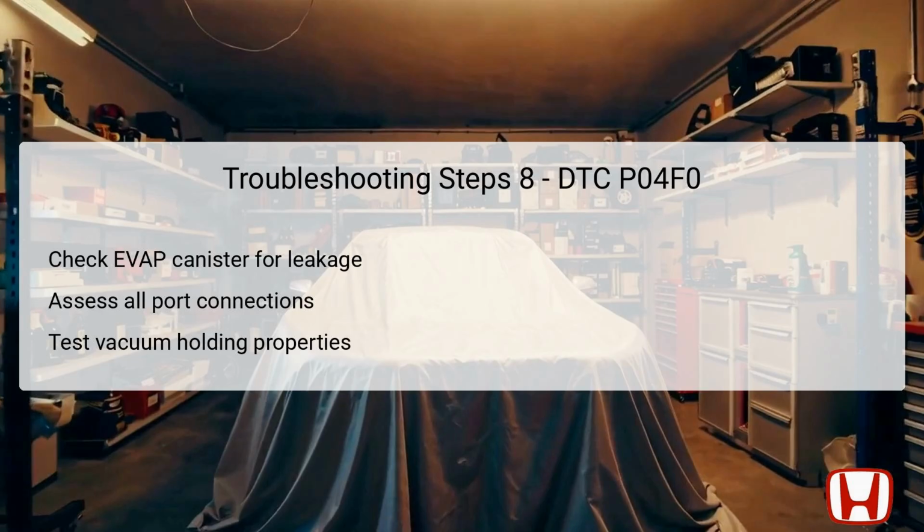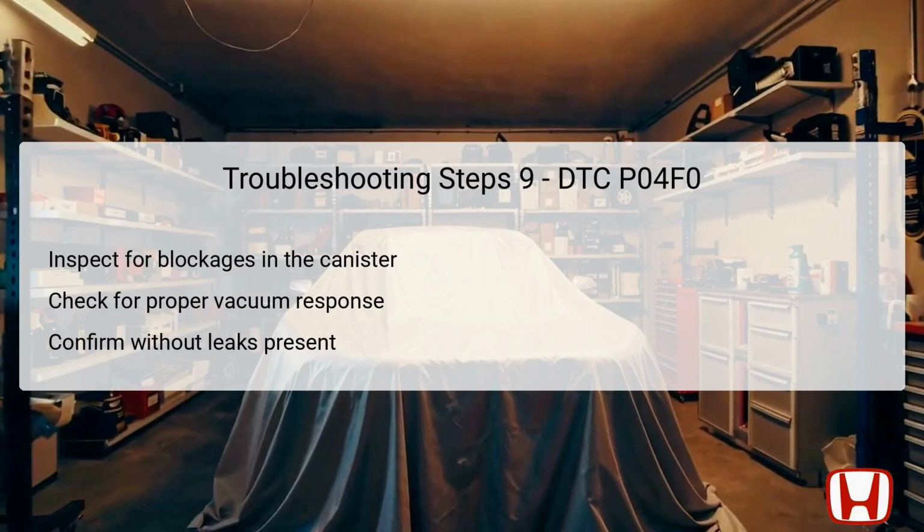If the vacuum dissipates, it signals a leak or an internal failure within the canister. Rectifying any identified issues at this stage will enhance the system's overall performance and help resolve DTC P04F0 effectively. The final step for the EVAP canister involves verifying for any blockages within the unit. Similar to preceding tests, disconnection of relevant tubes and application of a pressure check is paramount.